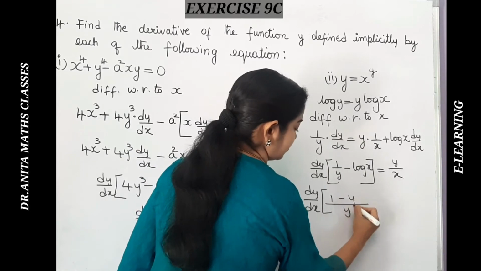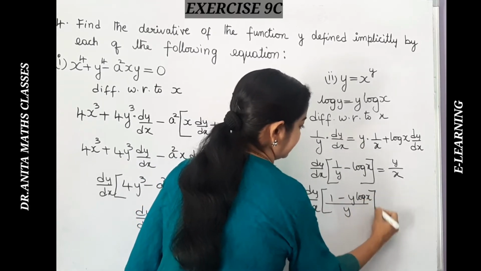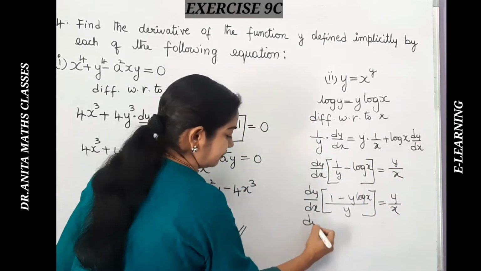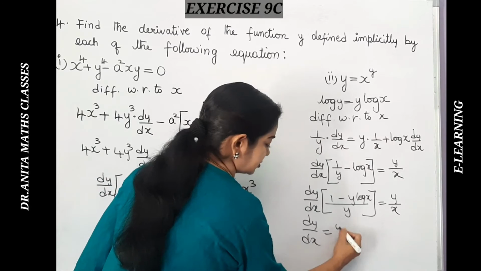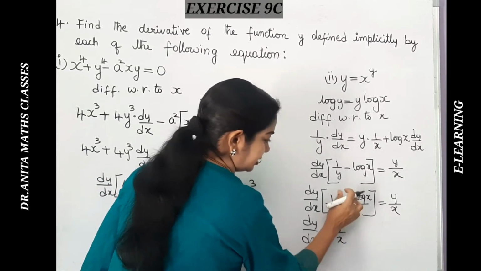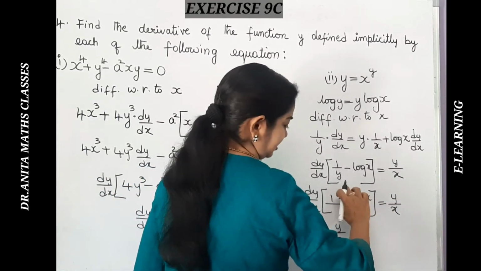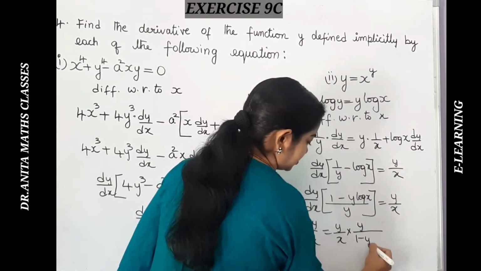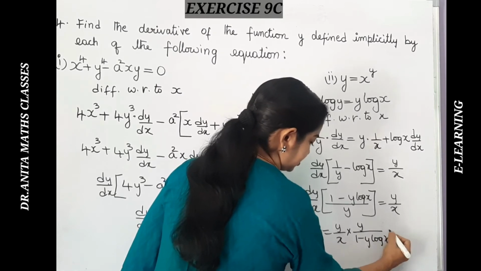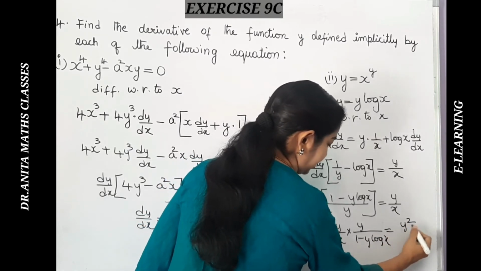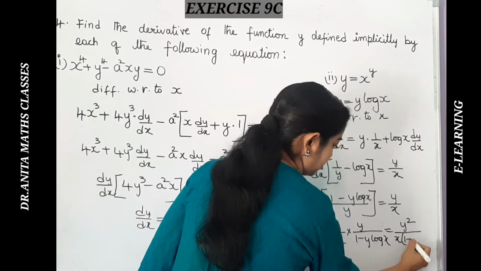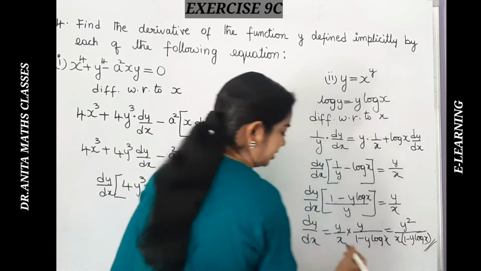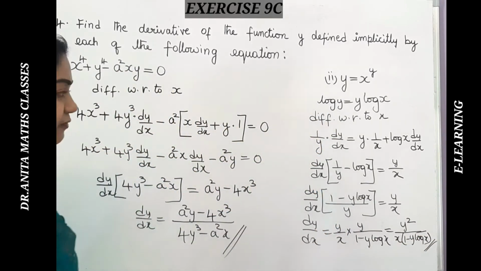So 1 minus y log x, if I take the LCM, this is y upon x. Now we will shift to the other side. We want dy by dx. So this part, this fraction, becomes reciprocal, that is y by 1 minus y log x. So that comes to y square divided by x into 1 minus y log x. This is the final derivative.